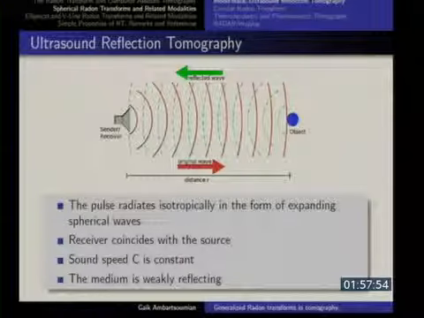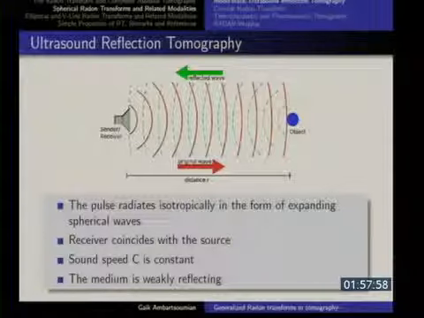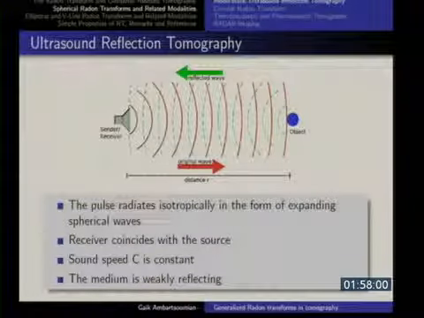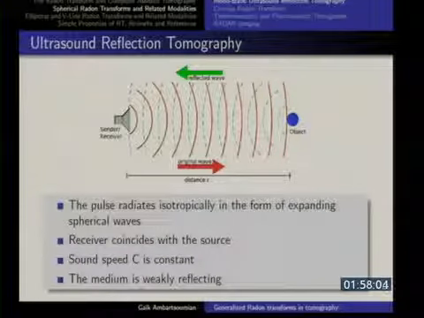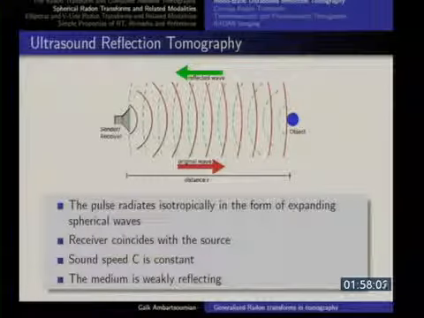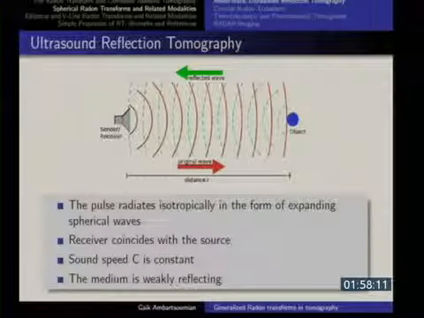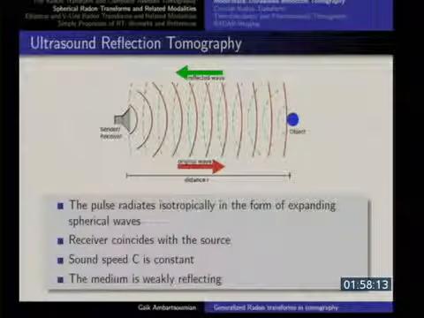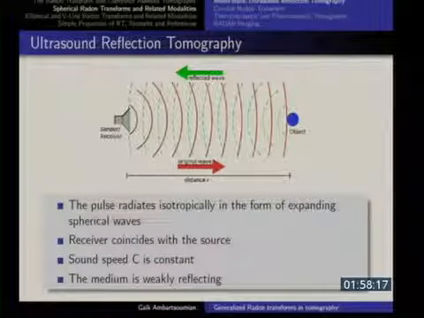There are a couple of assumptions I'm going to make. The first assumption is that the pulse radiates isotropically. In other words, there is no difference in direction; in all directions, it goes with the same speed. The receiver coincides with the source. We already talked about this. And this is an interesting assumption: that the sound speed is constant. It is very rarely true, but in most cases it is almost true, good enough to have nice images.